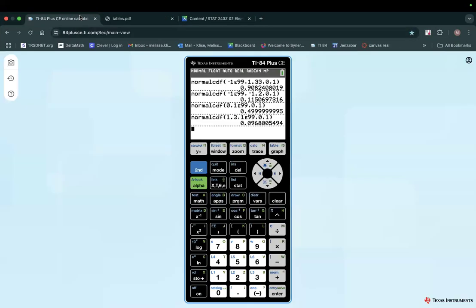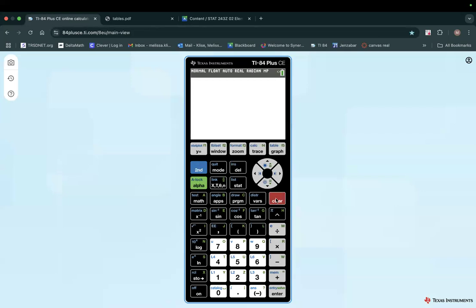Let's go to the calculator. I'm going to clear all this. It's getting busy. Second vars, go to normal CDF. In this case, my lower, negative 1.02, my upper, 2.94. Always 0 and 1 for z-scores. And enter, and bam. That's the same number that we got. Well, if you round it, it's the same number we got. Questions so far?